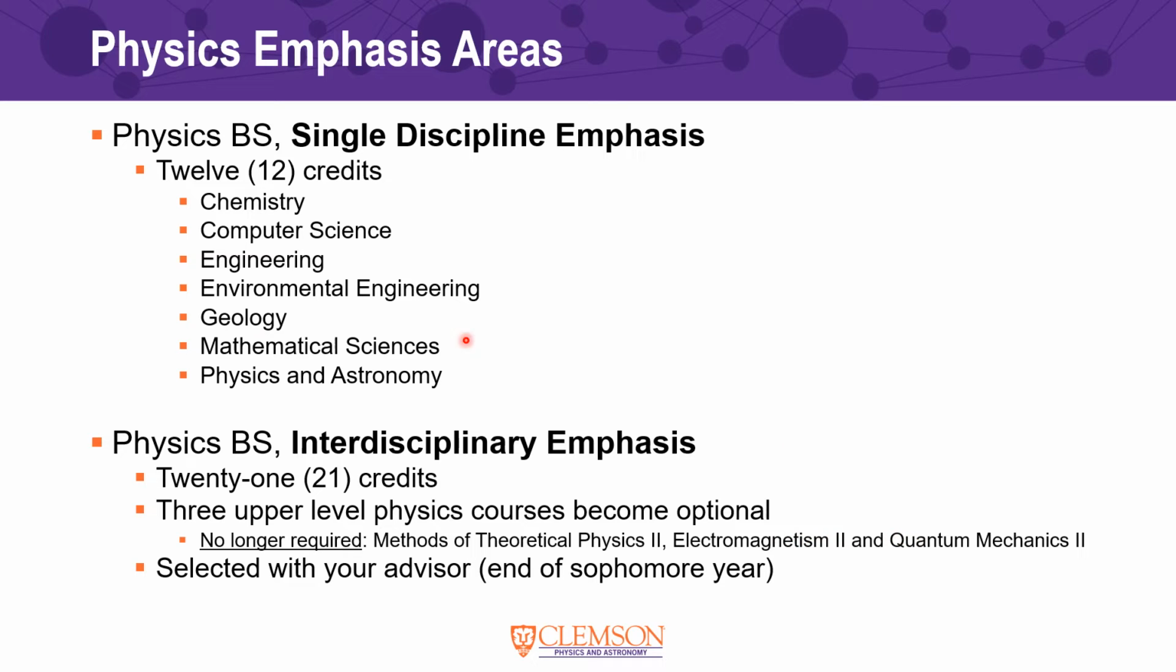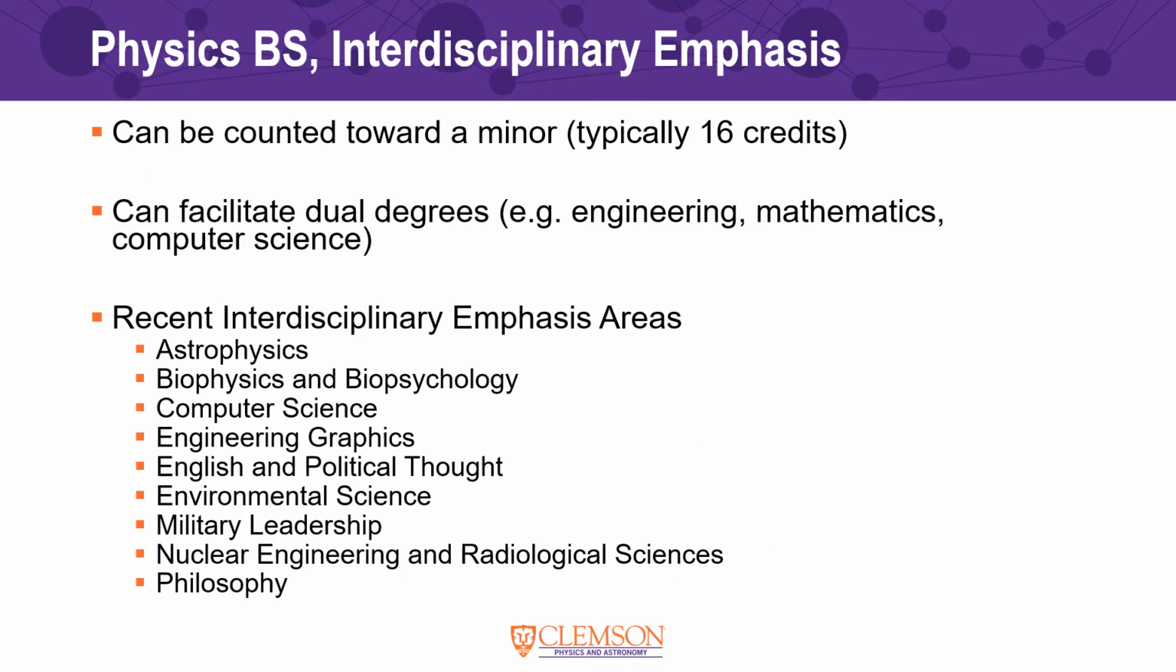If we take these 9 credits, add them to the original 12 credits that were in a single discipline emphasis, we now have 21 credits that we can allow you to take wherever you would like, as long as it's selected with your advisor. The interdisciplinary emphasis, to sort of double down on that, can be counted toward a minor at Clemson University.